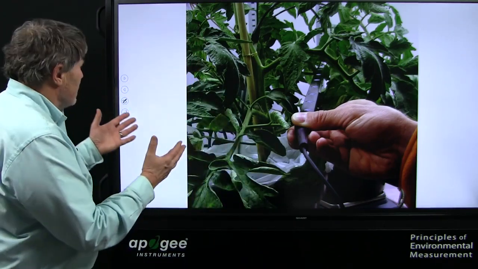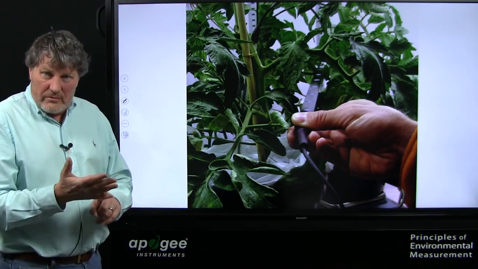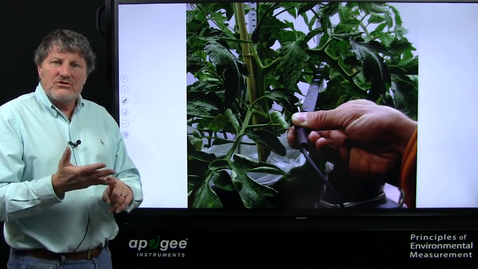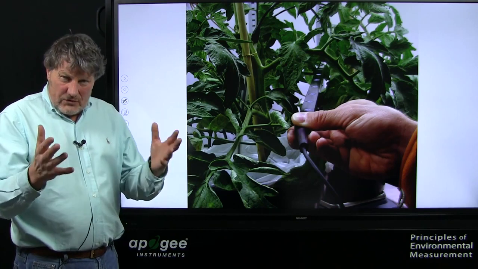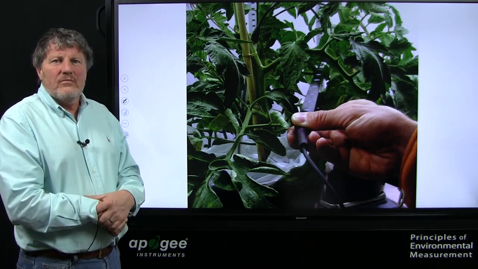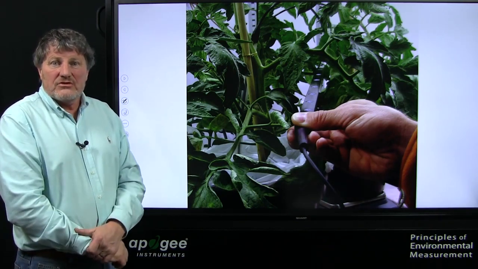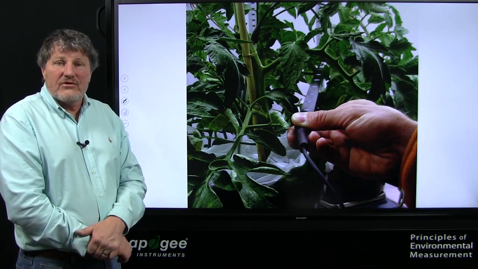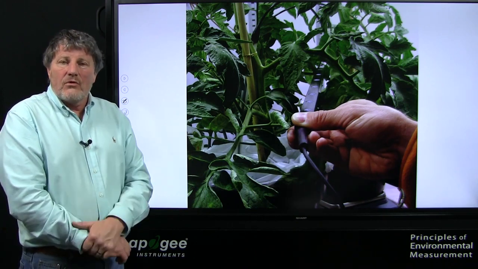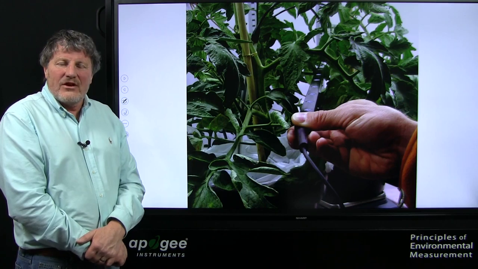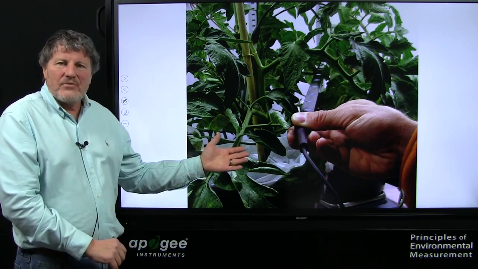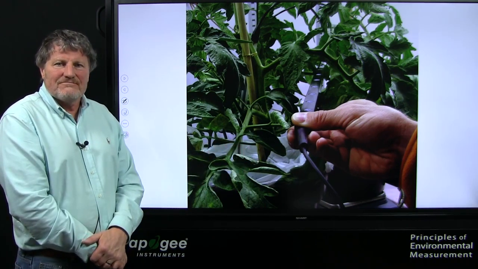So I hope this overview of some terminology and some differences among meters is helpful to understand and make more accurate measurements of photosynthetically active radiation. We look forward to another session on other topics in environmental biophysics. Thanks for listening.